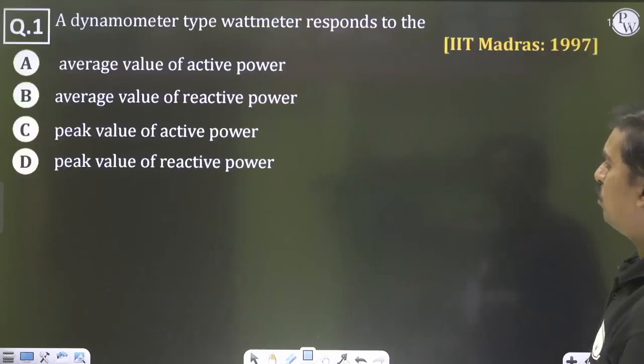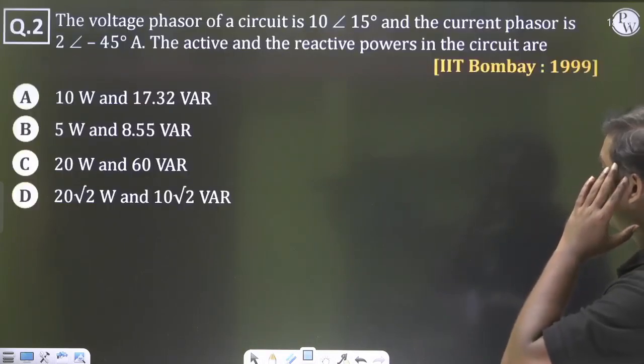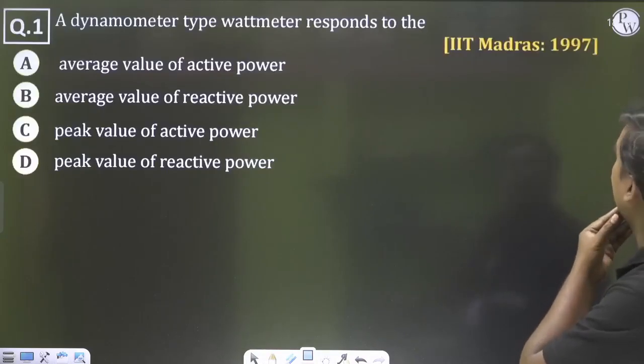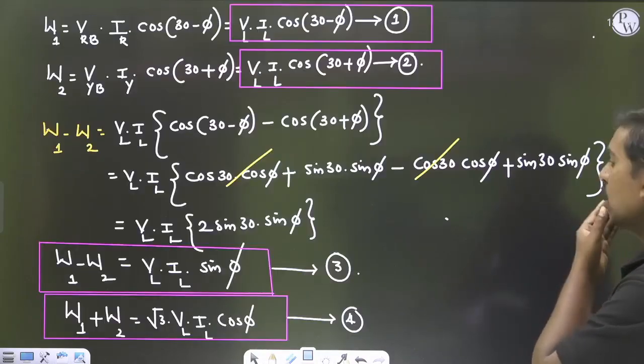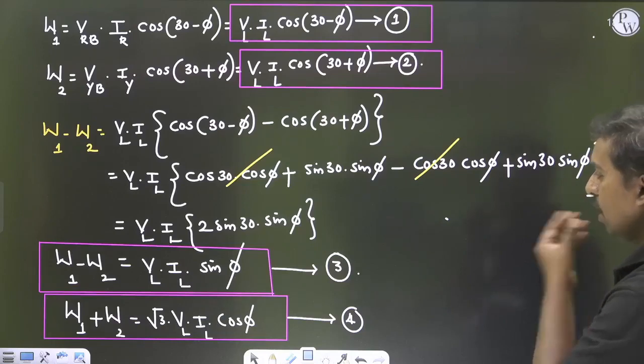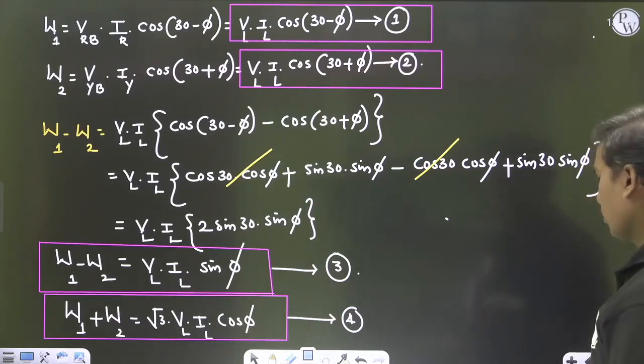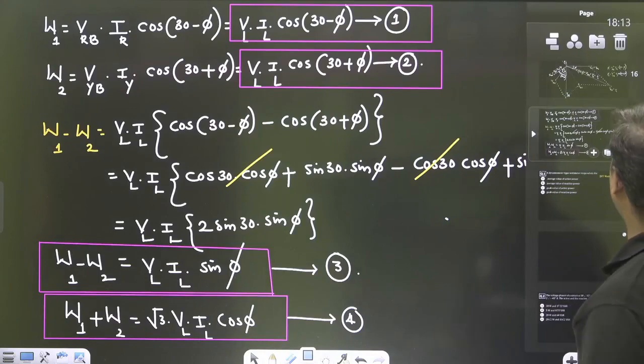So now, before entering into the problems, I want to write some expressions here. Is it possible to add one more slide?